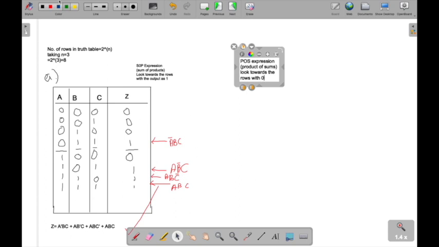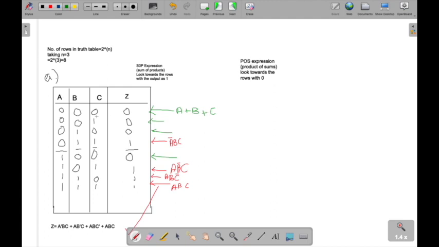So what are the rows with 0 in this question? The rows with 0 in this question are these couple of rows, right? This is 0, this is 0, and this is also 0. Now this is called POS, which means the product of sums. Product of sums means the addition of each of these columns, which means A plus B plus C. Now you can see that I haven't considered this as inverse. Why is that? Because this is POS expression.